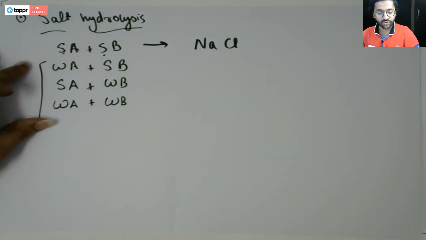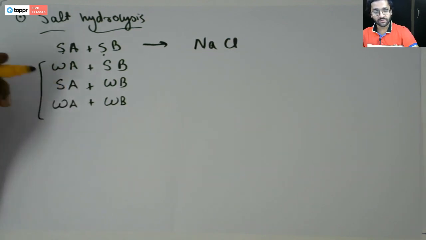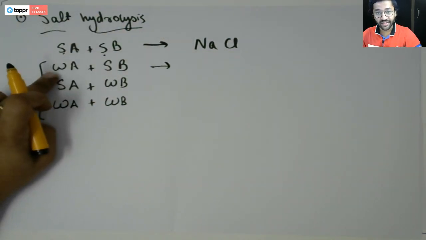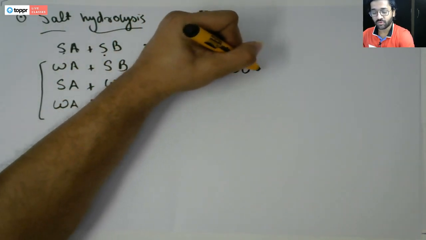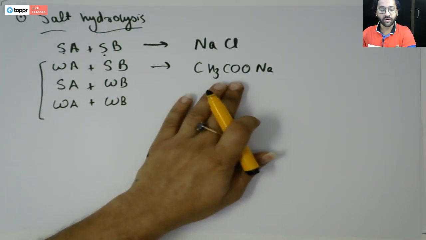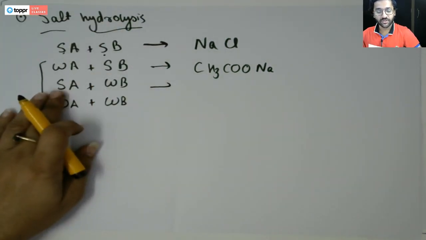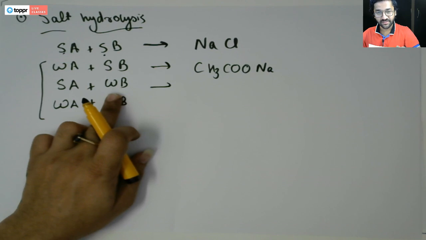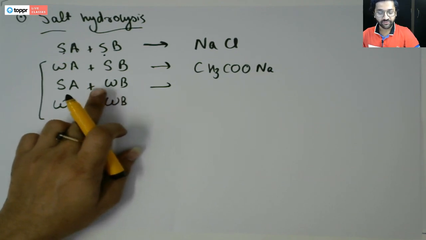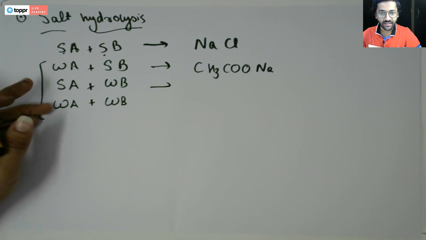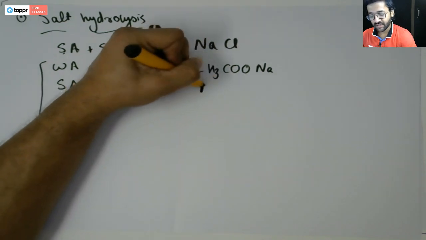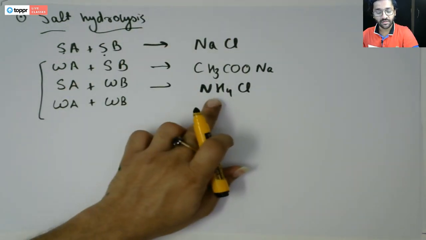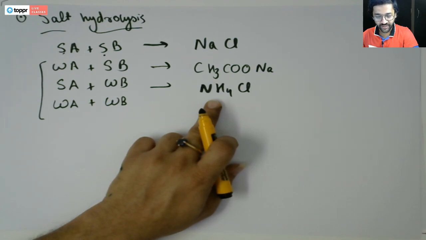I will give you the examples. For a weak acid and a strong base, what happens if I react acetic acid with sodium hydroxide? What we get is CH3COONa. So this is a salt of a weak acid and a strong base. For a salt of strong acid with a weak base, we can react HCl with ammonium hydroxide. So NH4OH plus HCl will give us NH4Cl. This is a salt of strong acid and a weak base.